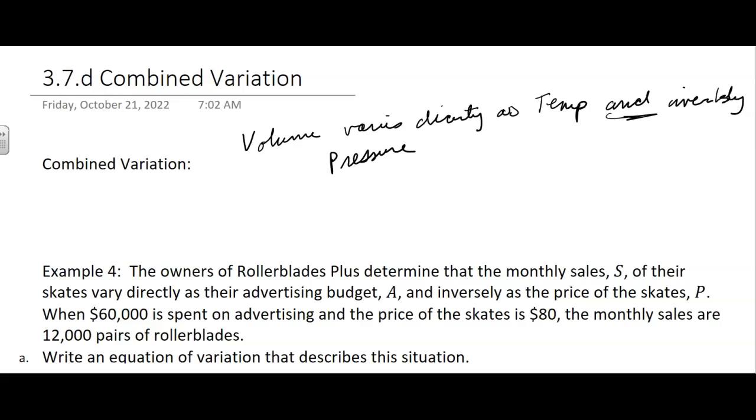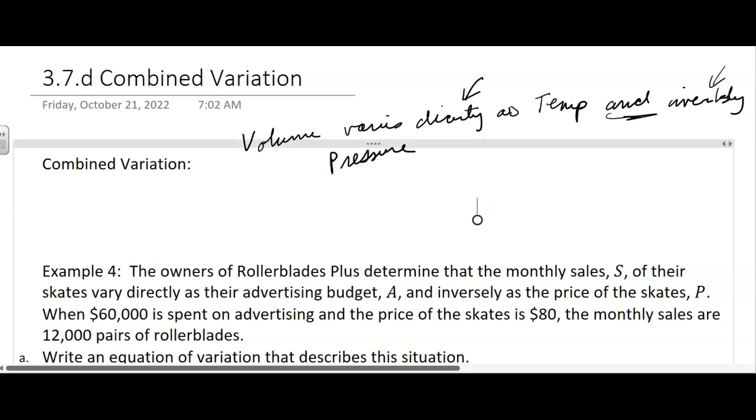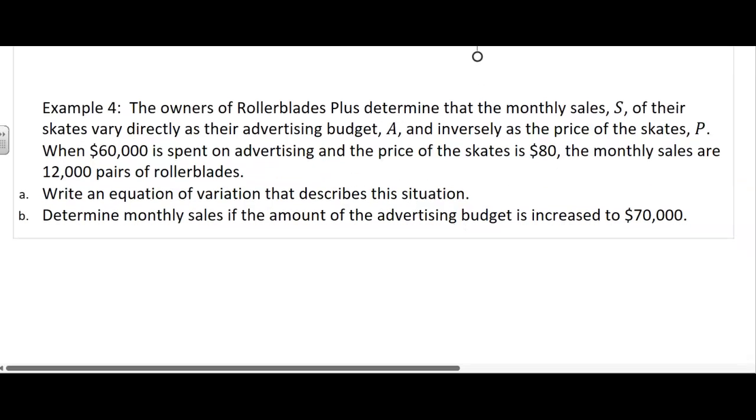So you're going to see the word "and." You can have one be direct and one be inverse. Okay, so that's kind of what they're talking about here when we're combining variation. We're talking about combining direct and inverse. And in the next example, we're going to talk about it a little bit more.